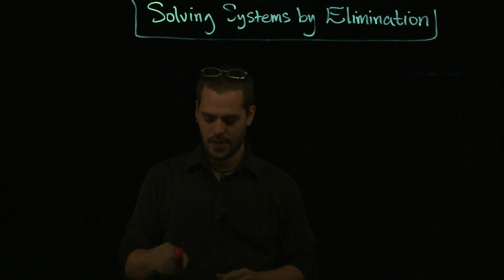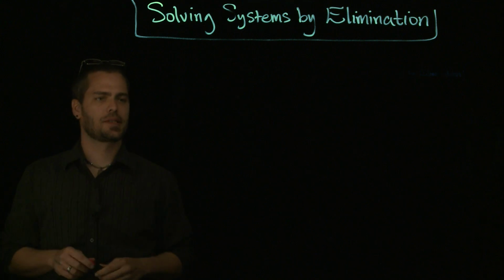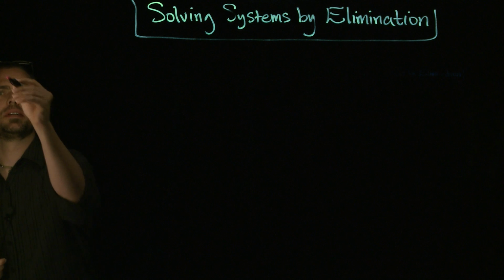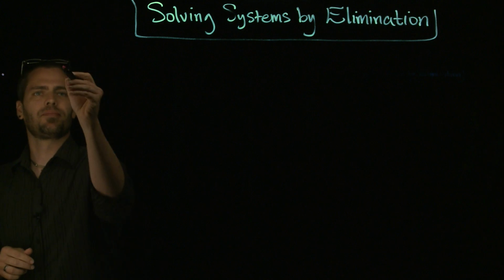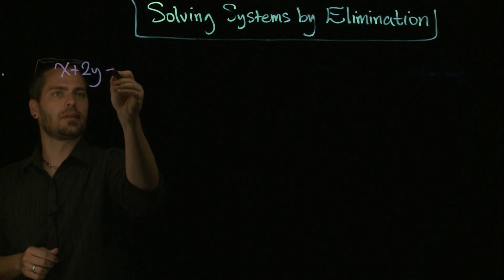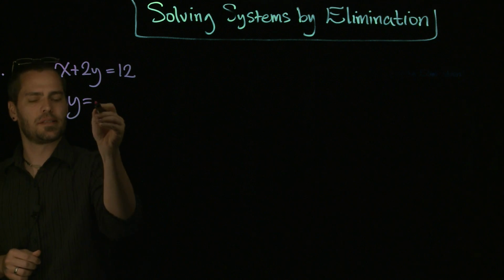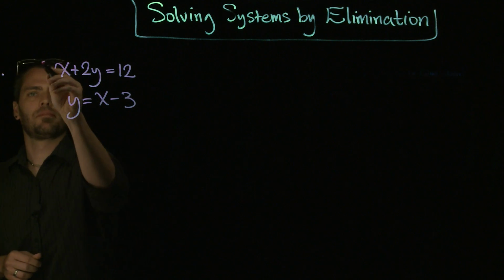And now that I have erased the board, let me just start by putting a few examples of following the procedure that I just gave. So example number 1, suppose we had the following system. x plus 2y is equal to 12, and y is equal to x minus 3.